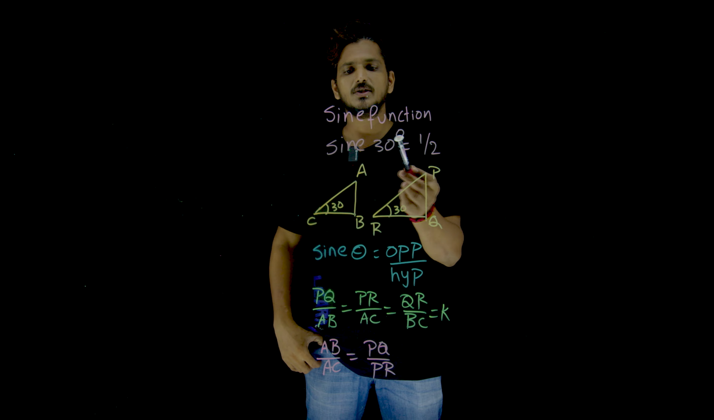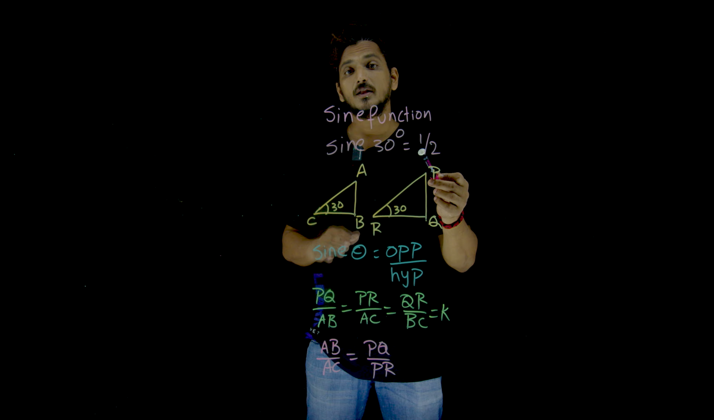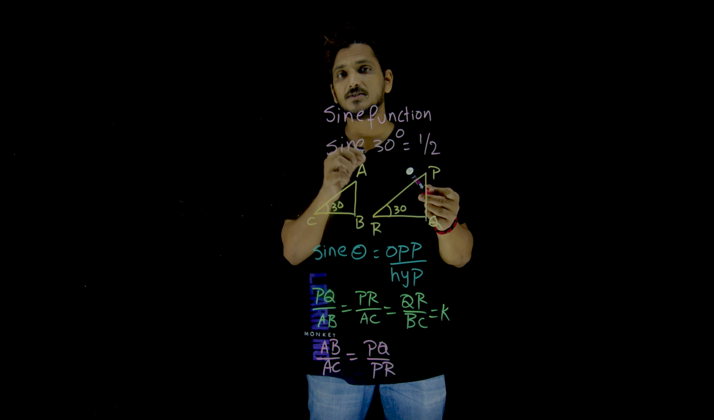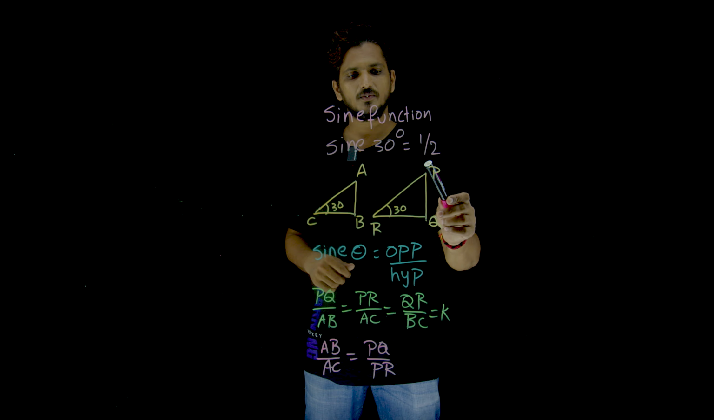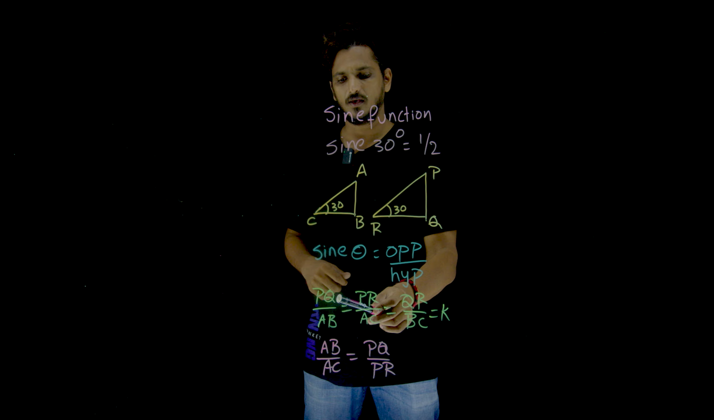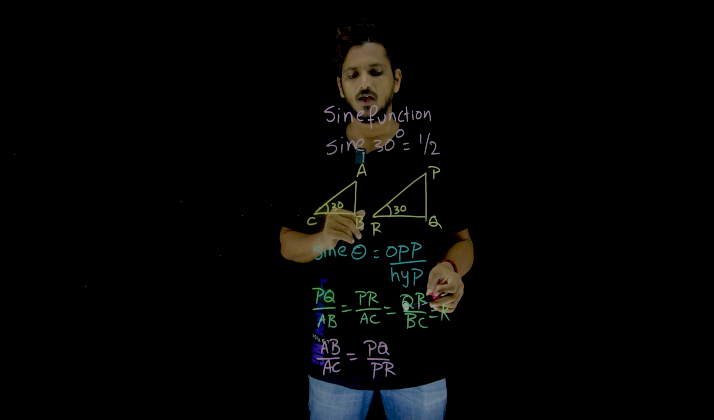See, whenever you have similar triangles, the ratio of their sides is always the same. These two are similar triangles. PQ by AB equals PR by AC, which is equal to QR by BC, equal to some constant K. The mathematical proof for this is provided in our 10th class, so on the Wisdomers 10th class channel, we are going to provide that.